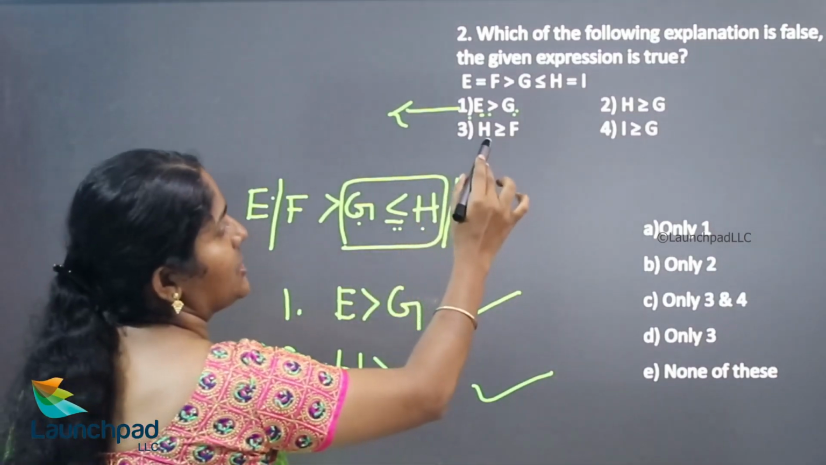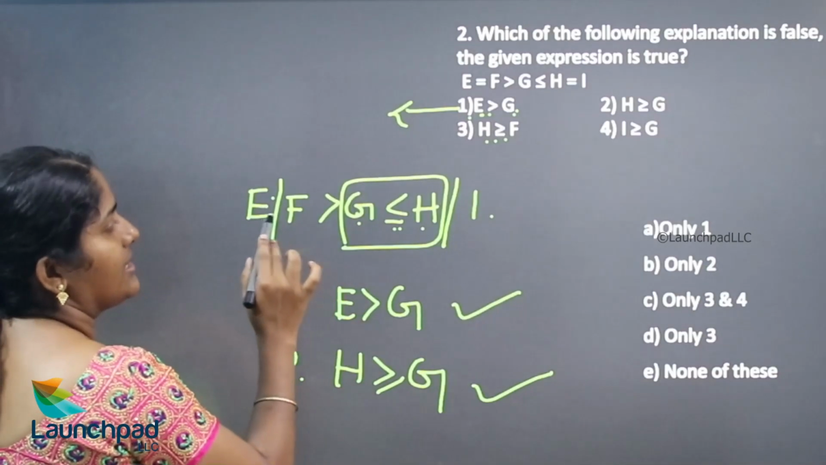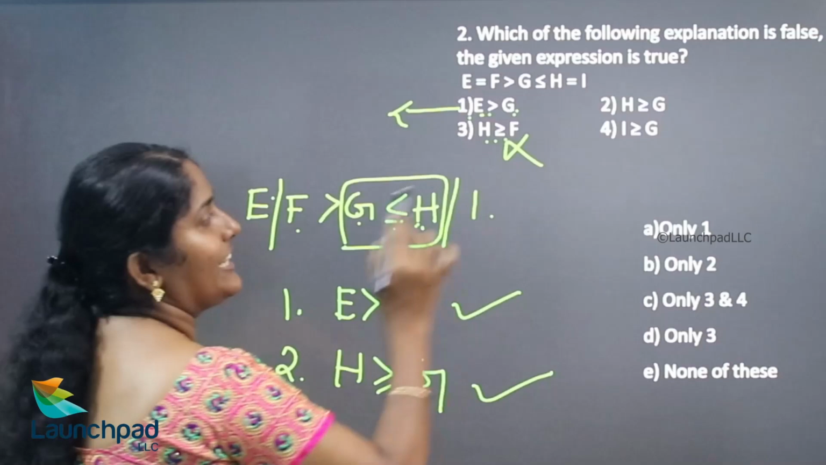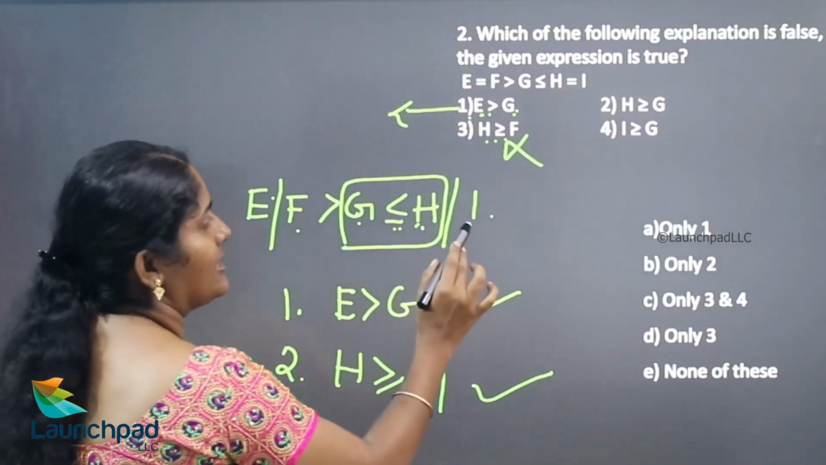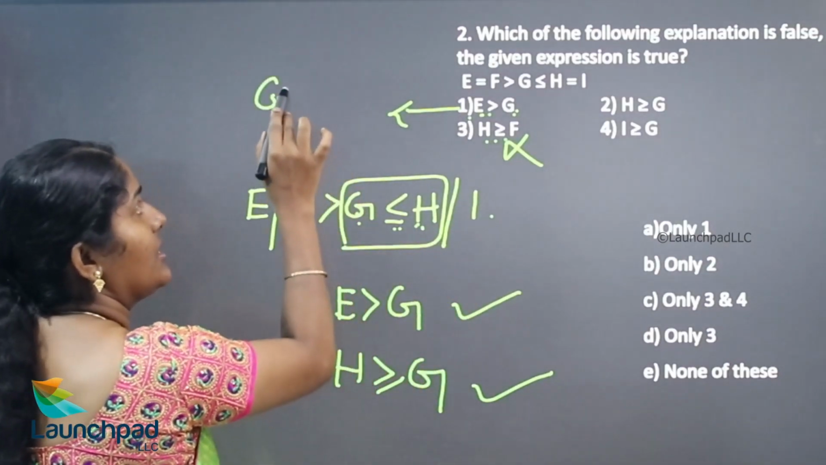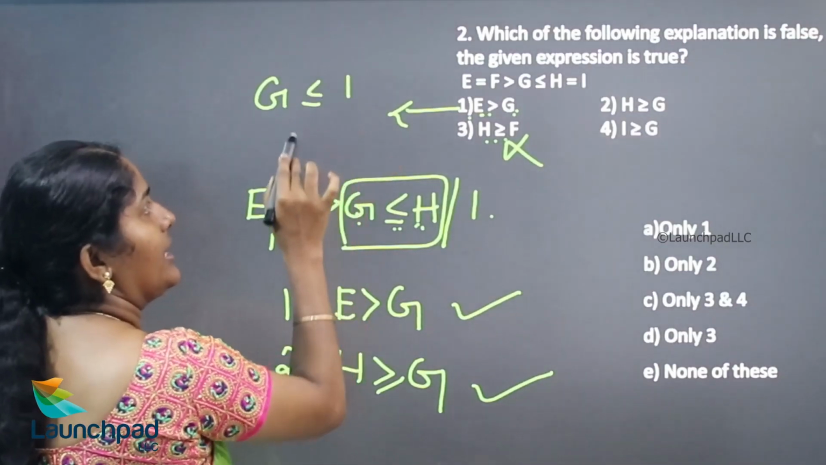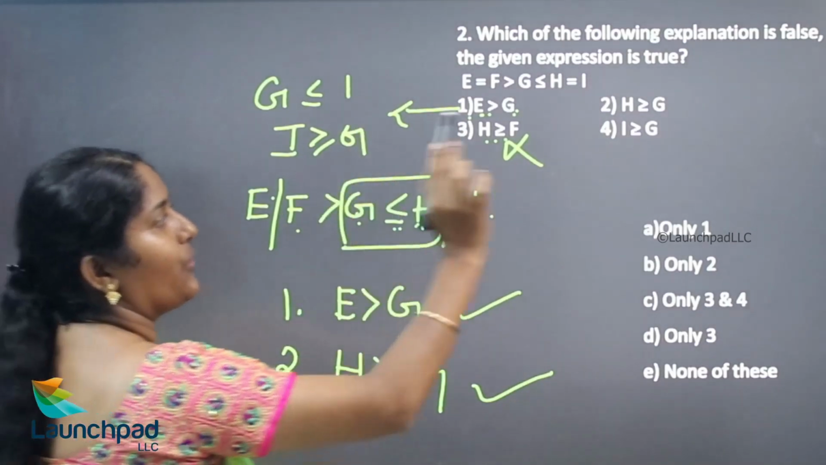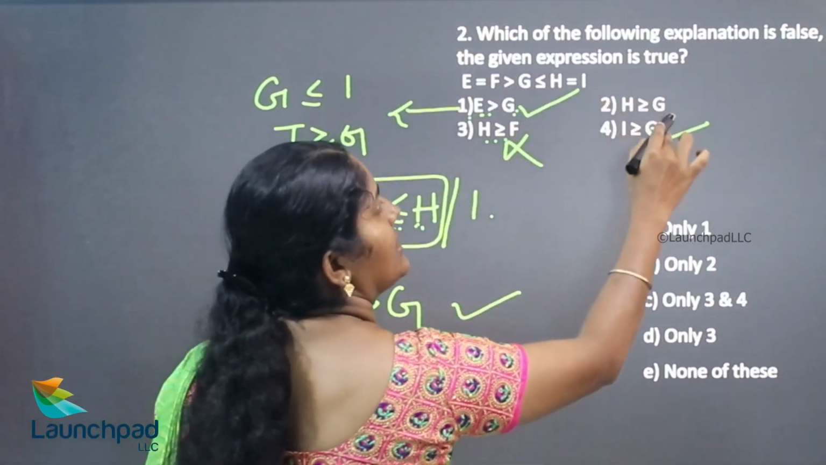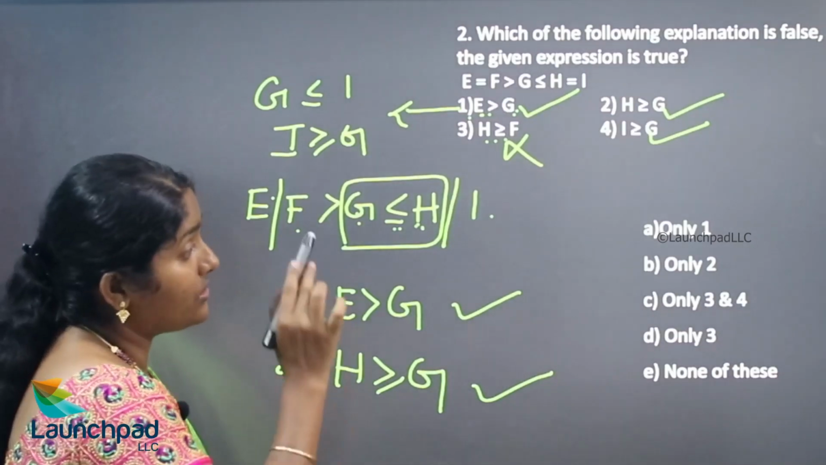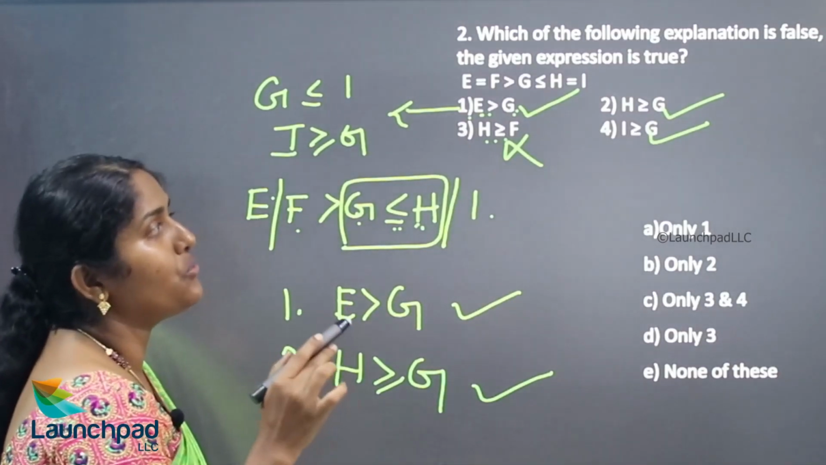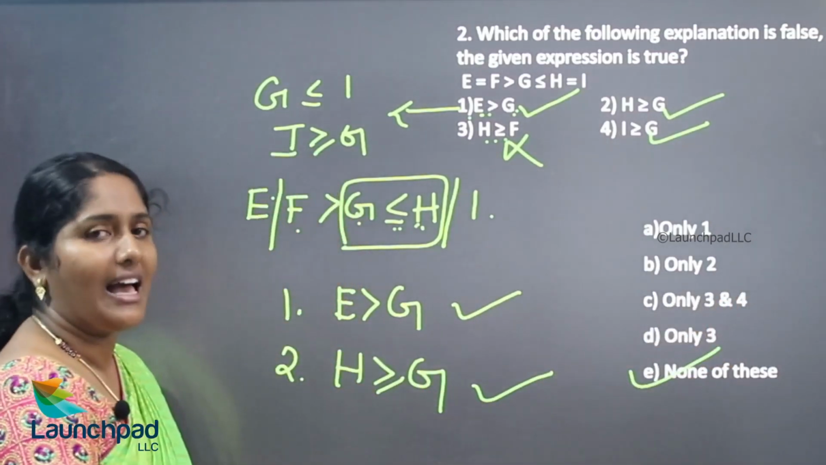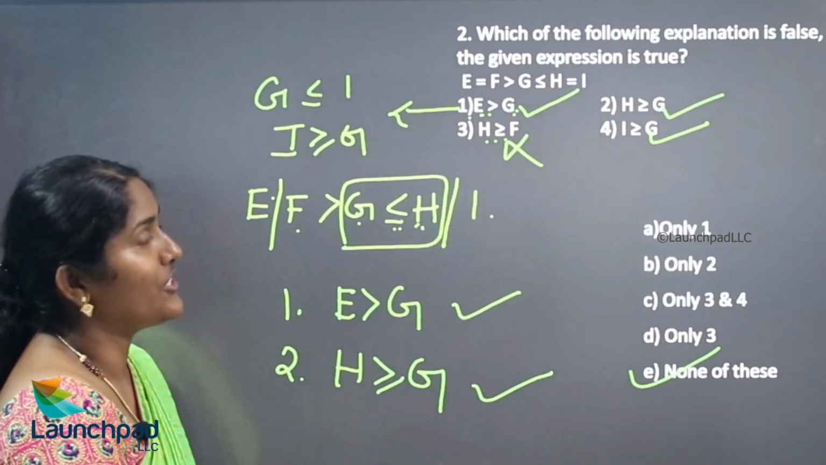Now, your third, H greater than or equal to F. No, it is wrong. I greater than or equal to G. G less than or equal to I. In another term, I is greater than or equal to G. So hence the fourth one is right, the first one is right and the second also right. Hence according to this question, only 1, 2 and 4 follow. So the answer is not coming here. So none of these is your answer. We'll move on to our next question.